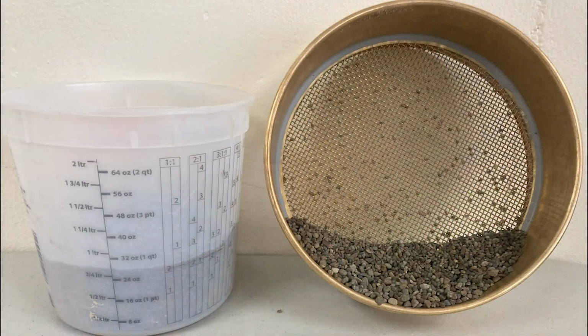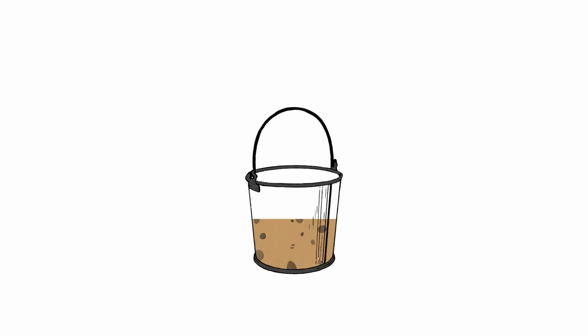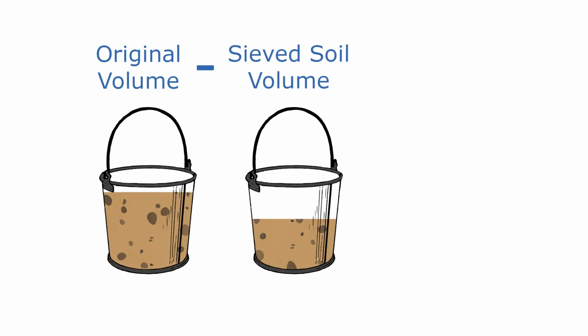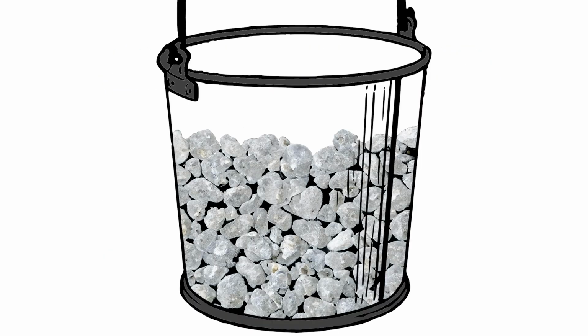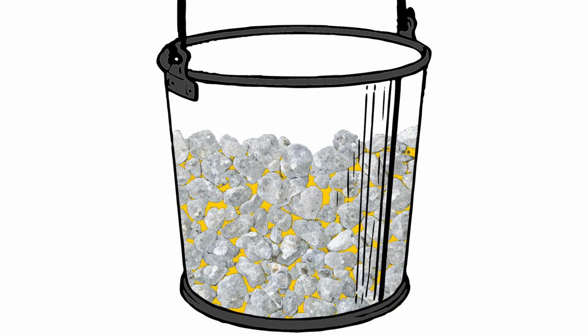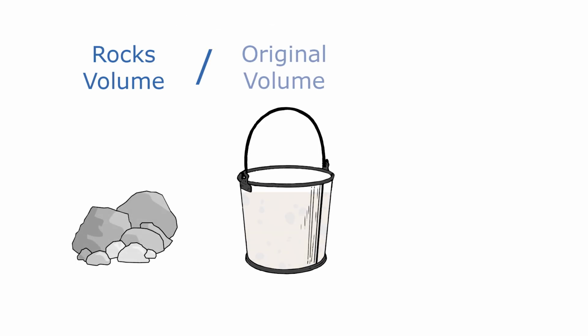Then, put all of the soil left after removing the rocks back into the original container. Measure the volume of the soil and subtract it from the original total volume before the rocks were removed. The result is the volume of the rocks. Never pour the rocks in by themselves to measure their volume because the spaces between them will be measured as well, making it seem like they have a larger percentage.